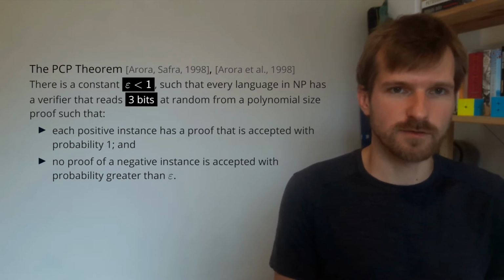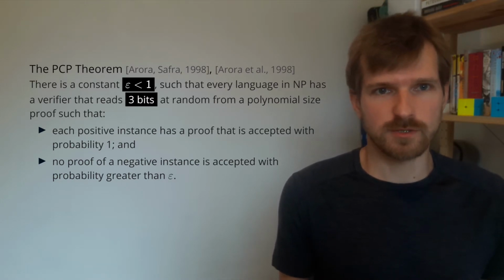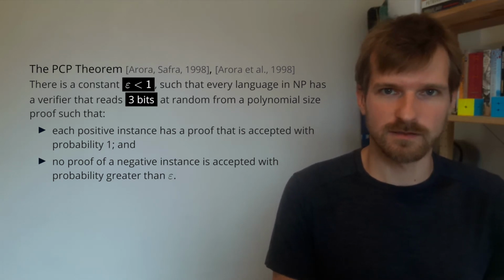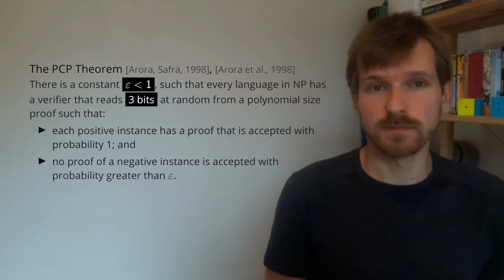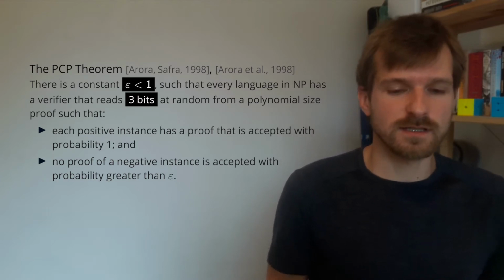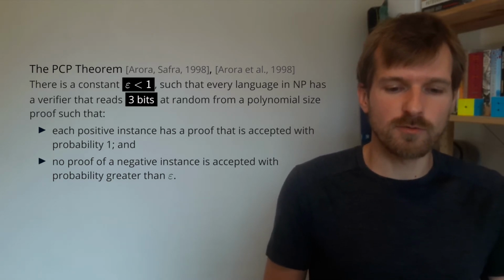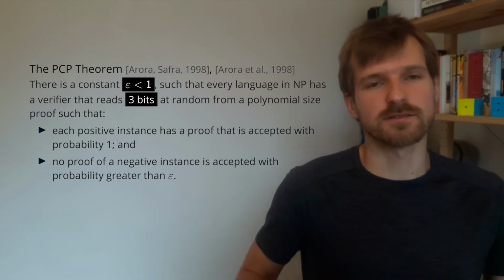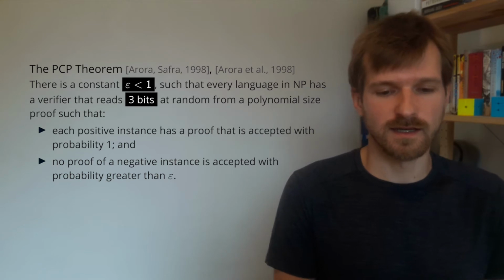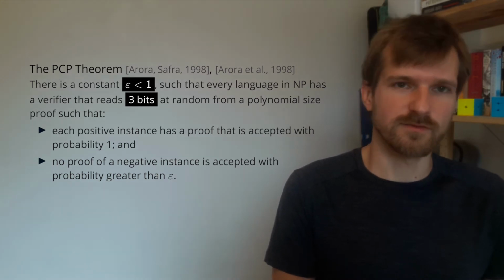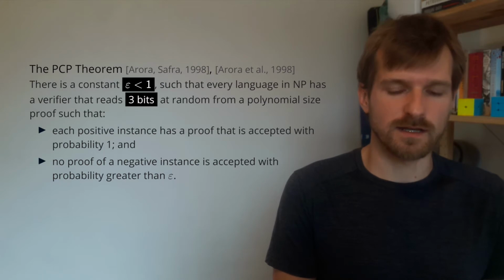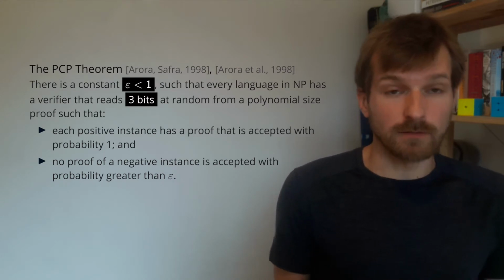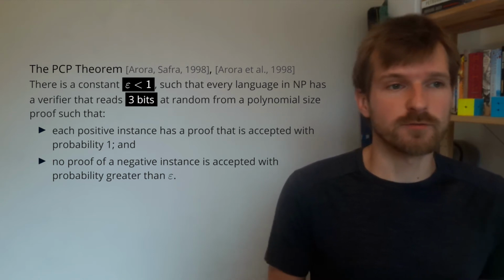So, first of all, if I have a positive instance, there must be a proof that gets accepted with probability 1, meaning always. And if it's a negative instance, there is no proof that is good enough in the sense of epsilon. So there is no proof that can convince the verifier with certainty bigger than epsilon that the proof is actually correct. Well, this is one of the ways to phrase the theorem.